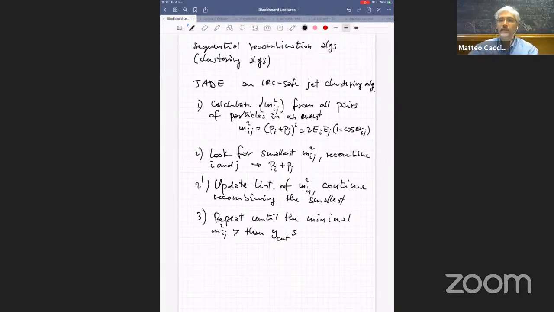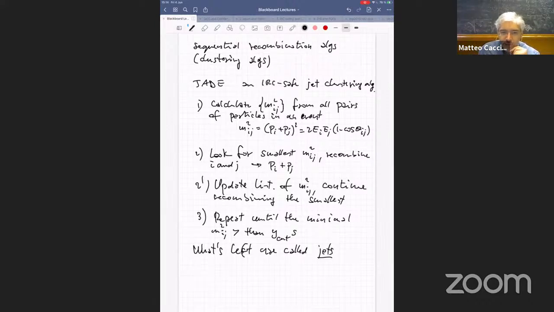So you stop once you would be recombining, let's say, two hard particles that go at very large angle. These things have very large invariant mass. And it doesn't make sense to call two hard particles going that way a jet. Things that go like this are a jet, but not things that go like that. So what's left are called jets. So as you can see, this is a jet finding algorithm. You construct a certain number of jets. You don't know beforehand how many, but at the end, once the algorithm has run, you have a certain number of objects that you call jets.